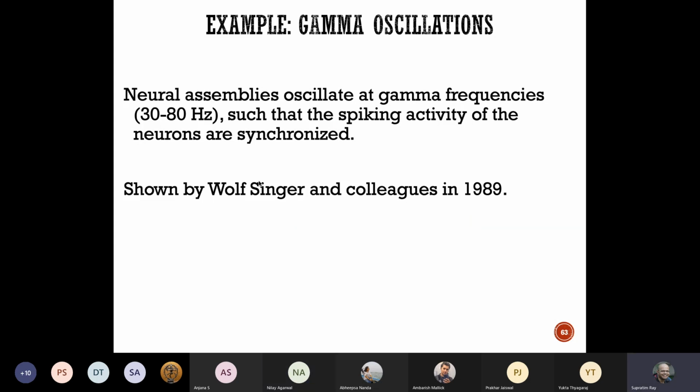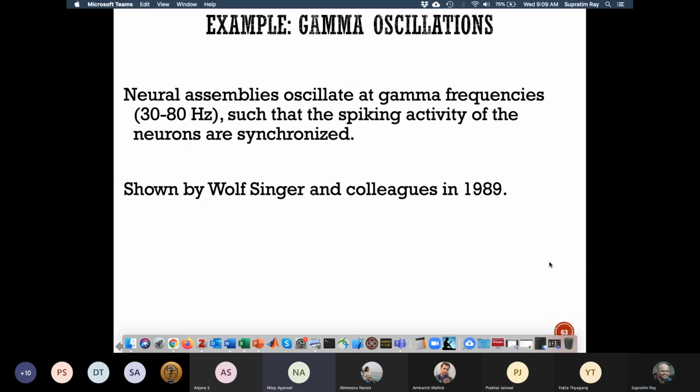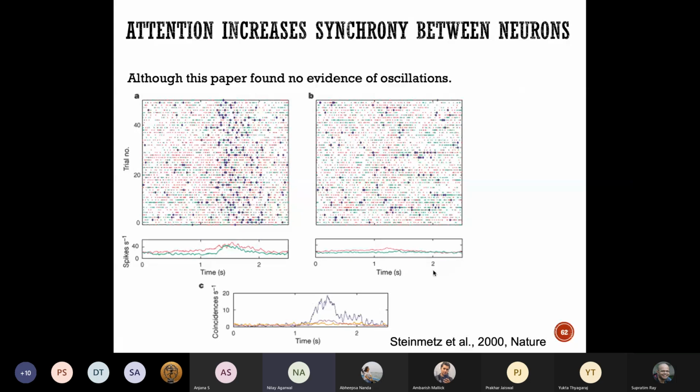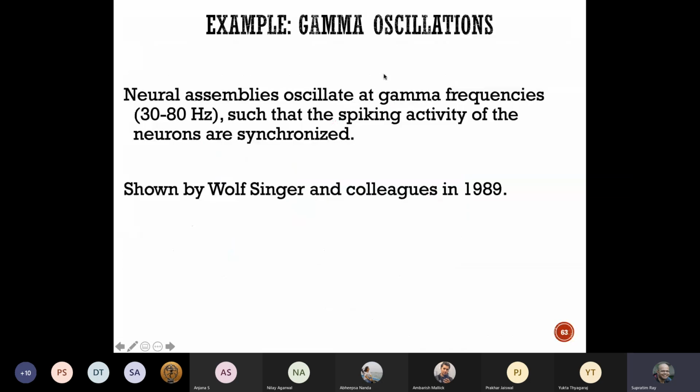So, in the previous slide, there was a line that said oscillations were not observed. There was no evidence. Yes, that's right. So let me tell you what it means then. Although this paper found no evidence of oscillation, let me tell you what I mean by this line here.